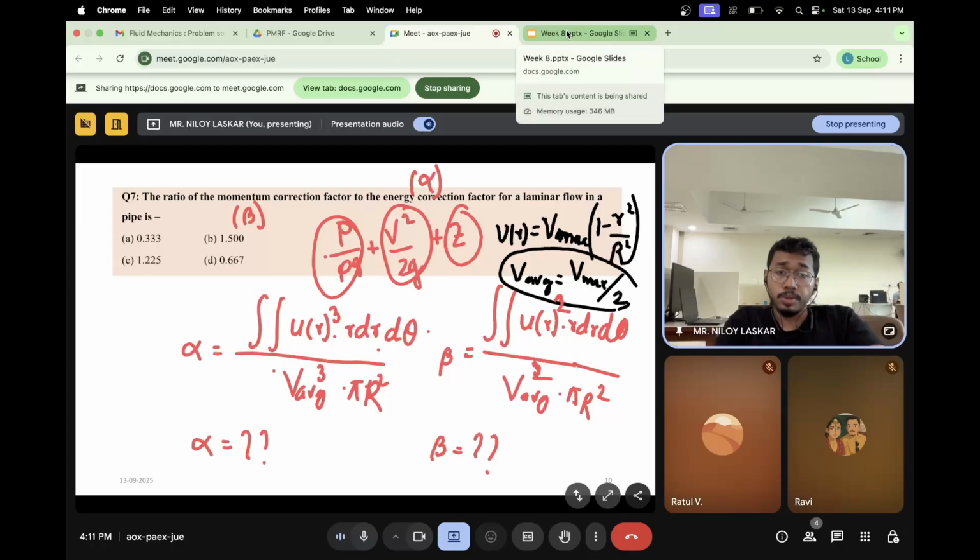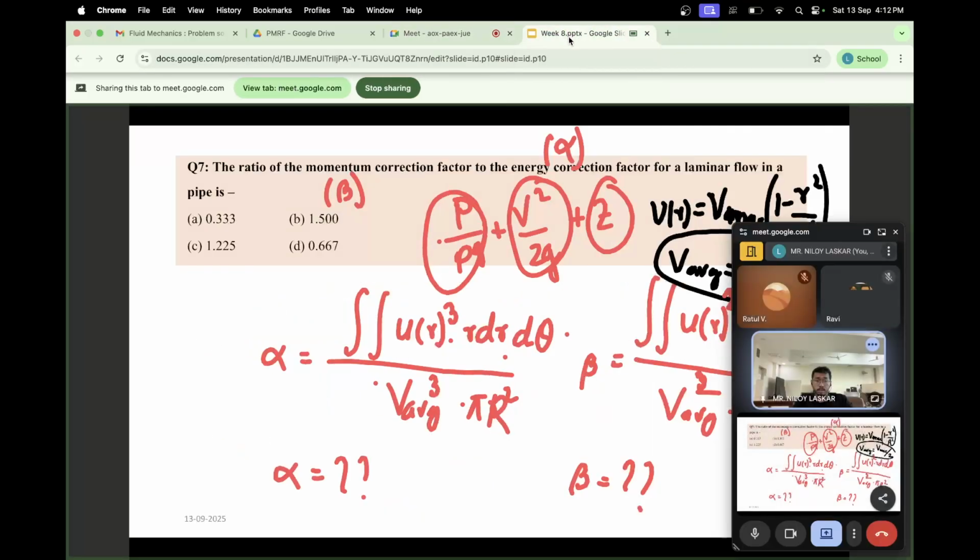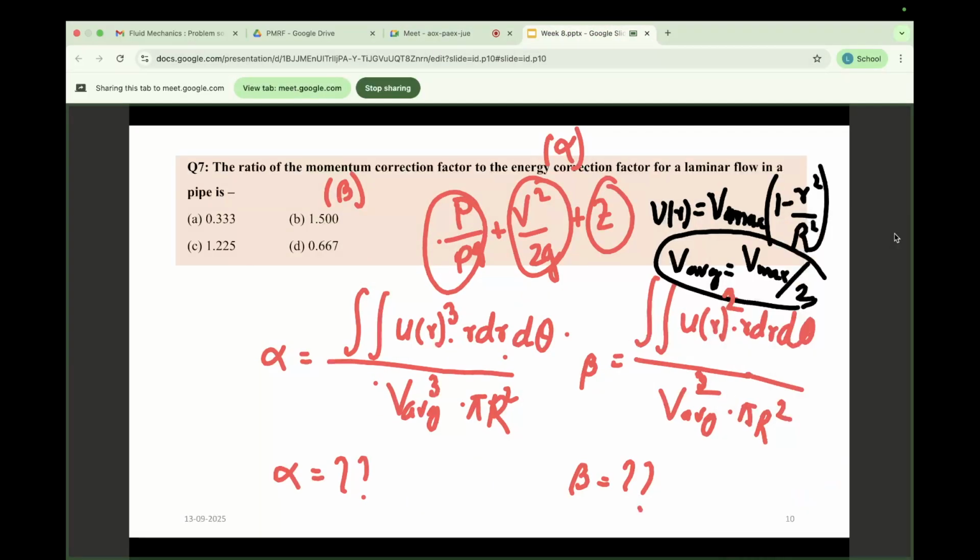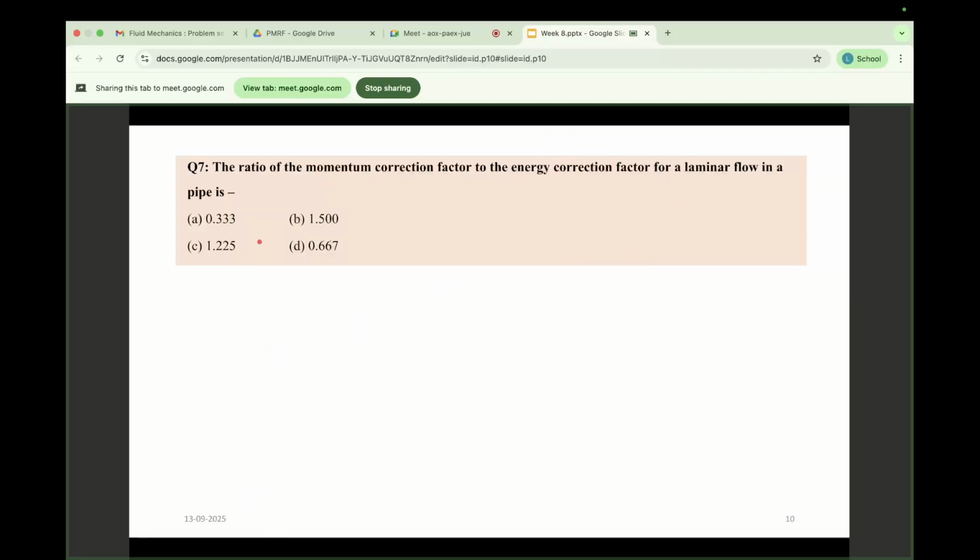Okay, I am showing you this solution. I am just showing you the solution for beta and you will try to solve alpha. Okay. Say this beta. I say that double integration is there.